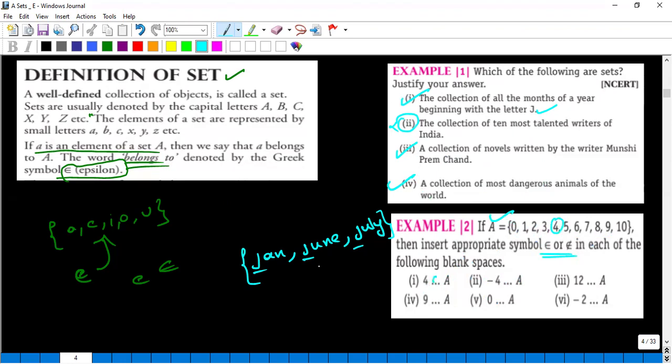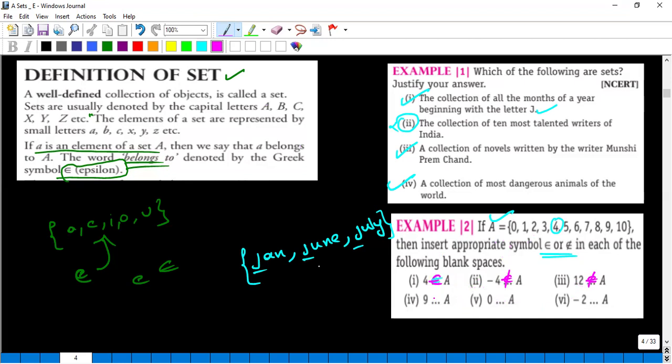So you will tell here 4 belongs to A. Minus 4, we don't have any negative numbers in the given set. So you can tell minus 4 does not belong to A. Then what about 12? We have up to 10 only. So 12 also does not belong to A.